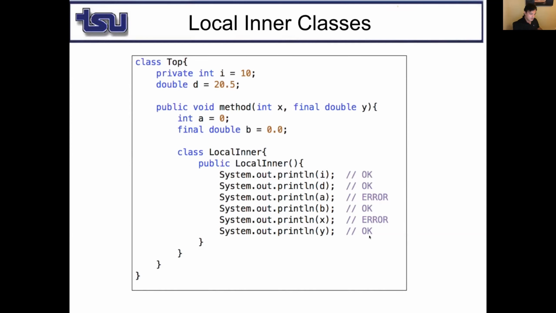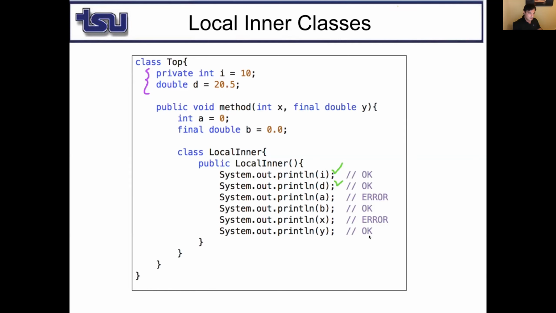Now, this is my top level class. This is my method. And then this is my local inner class. Okay, let's see. These are the data members of what? The enclosing class. What is the enclosing class for the local inner class? The top level class. So inside the local inner class, you can access I and D, whether private or not, it doesn't matter. Anything in the enclosing class context can be accessed.